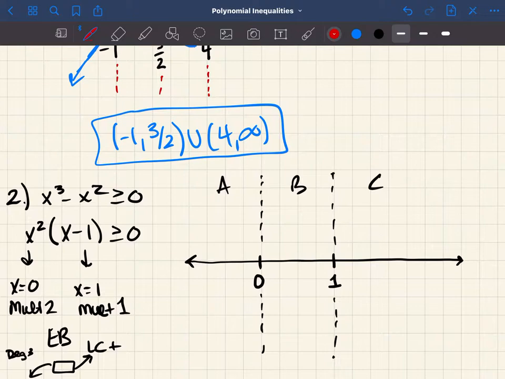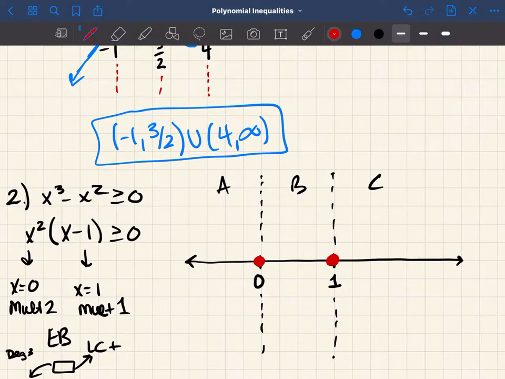So because we have greater than or equal to 0, that means that for both of these, we need to include our zeros. So those are going to be solutions. And now we need to make our sketch.